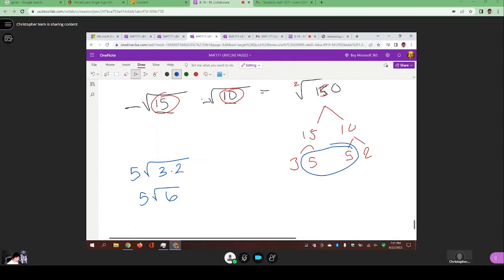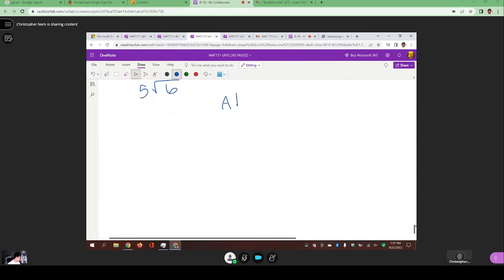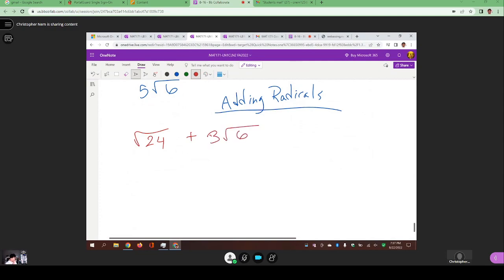Now we have to move on to something that is related to what we just talked about: adding radicals. We have to know how to add radicals together. So let's take this problem right here. Square root of 24, and I'm still doing index 2, plus, let's do 3 root 6. Square root 24 plus 3 root 6.